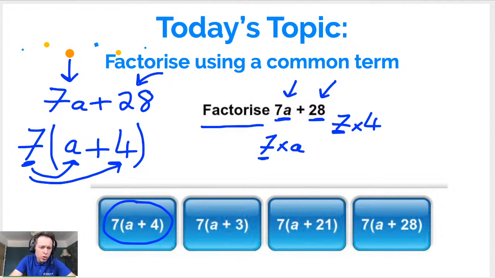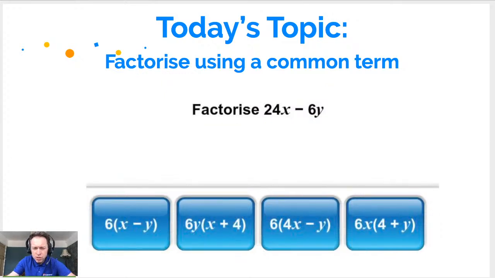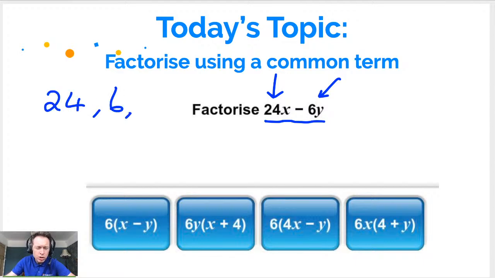I'm going to look at 2 more questions and then it's going to be your chance to practice. So let's look about factorising this. 24x take away 6y. Try to think of something that's inside both of these. Well, what goes into 24 that also goes into 6? Well, 2 goes into both of them, but there's a bigger number than 2.